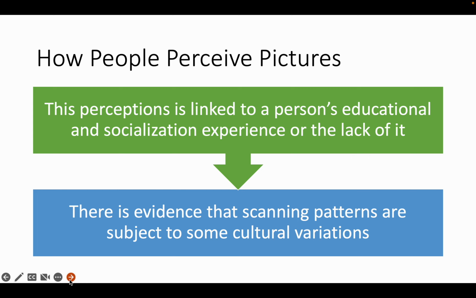Now, Arab and Hebrew readers read from right to left, so they're going to demonstrate a right to left scanning pattern when they look at a picture. And finally, Japanese readers, who read from top to bottom, are going to have a top to bottom pattern in terms of picture scanning. So culture is definitely going to play a part in how we perceive pictures.